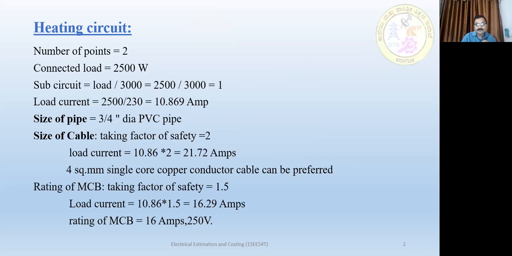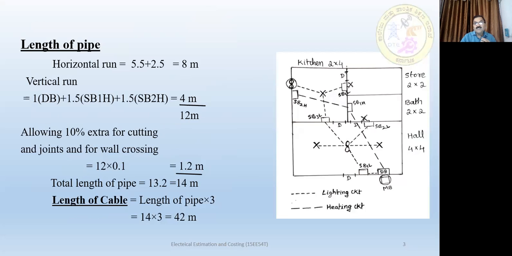Now, this is the wiring diagram of the heating circuit. So we have 2 points in the heating circuit. One is at the bathroom and the other point is in the kitchen. So we have to fix the socket points at suitable points in the bath and kitchen in an economical manner.